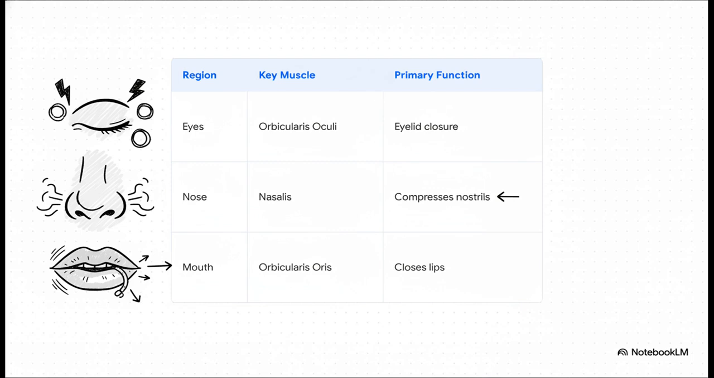Around the eyes, you've got the lightning-fast orbicularis oculi closing the lids. Around the nose, the nasalis regulating your airflow. And around the mouth, the complex orbicularis oris pulling that drawstring tight on the lips.